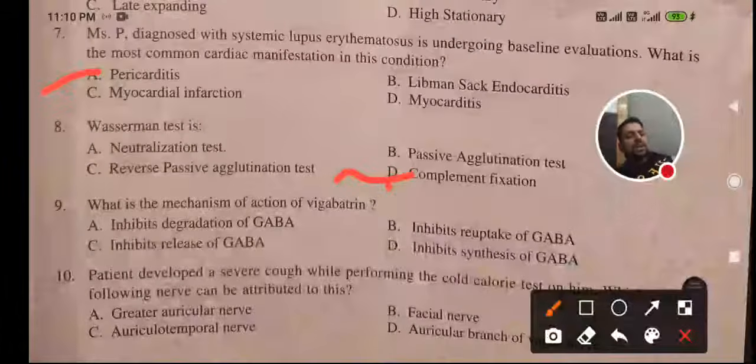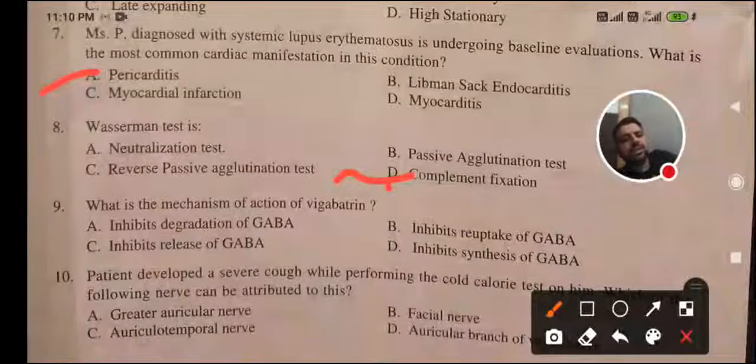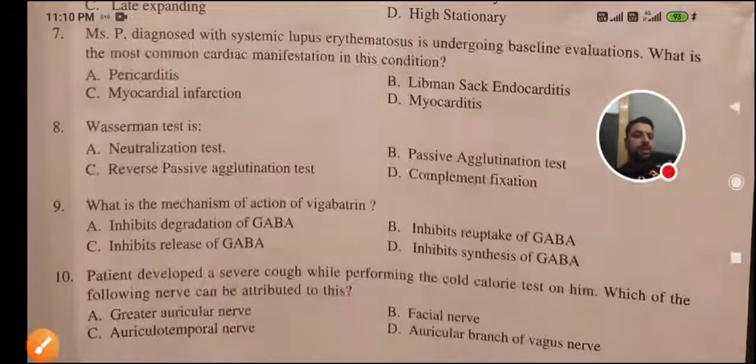What is the mechanism of action of vigabatrin? The mechanism of action of vigabatrin is that it inhibits degradation of GABA. It mainly inhibits degradation of GABA.